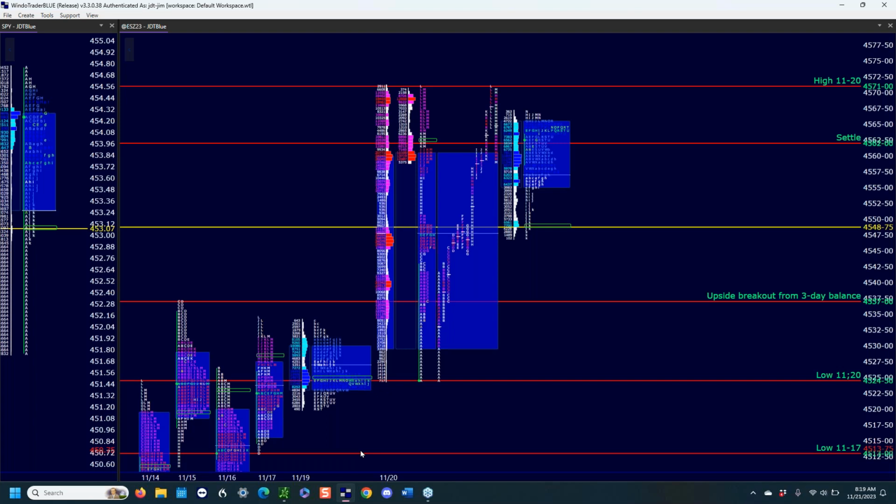Okay, regarding yesterday's structure, can you speak to the clues that continuation to the upside was a strong probability following the midday consolidation phase?